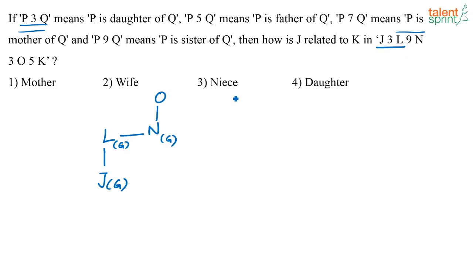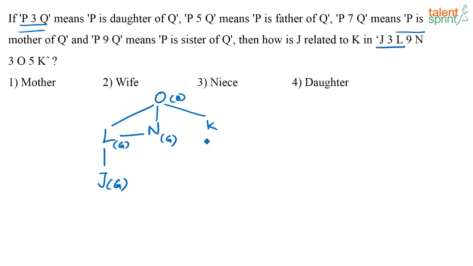O5K. Here P5Q means P is the father of Q. So O is the father of K. That means O is a male, right? So basically O has 3 children, L, N and K. Now we don't know the gender of K, that is not given.